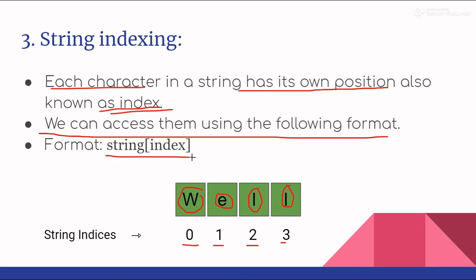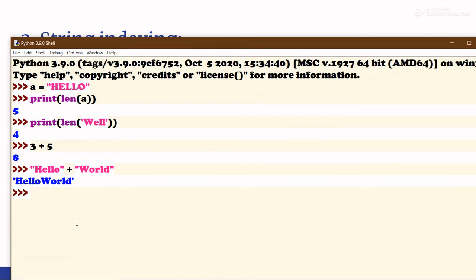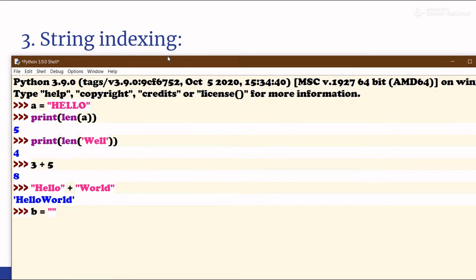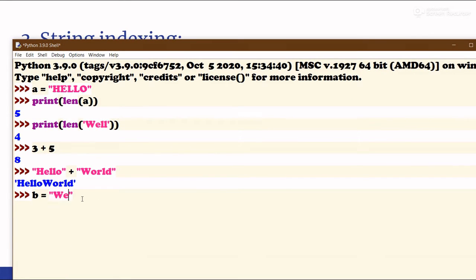So the format is right here: string, square brackets, and then index. Let's actually create the same string that was written in this example. Well, the string is well, capital W E L L. So we have stored the string in the variable b.